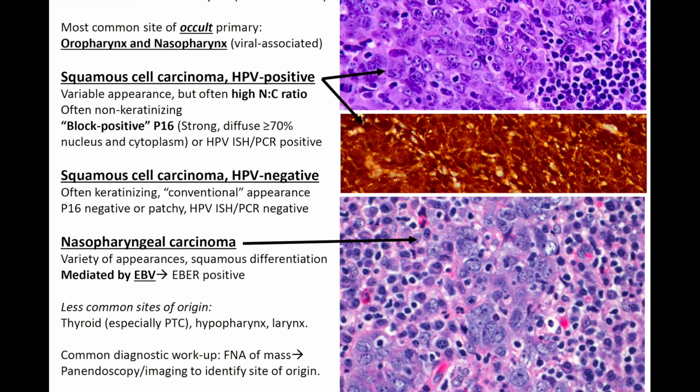So instead of squamous cell carcinoma, you can have nasopharyngeal carcinoma, which can have a variety of appearances, such as squamous differentiation, and it's going to be mediated by EBV, so it's going to be EBER positive. Less common sites of origin are the thyroid, hypopharynx, and the larynx. And common diagnostic workup is going to be you're going to get a fine needle aspiration of the mass, and then pan endoscopy and imaging to identify the site of origin.